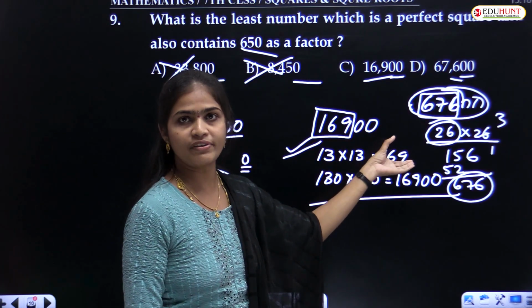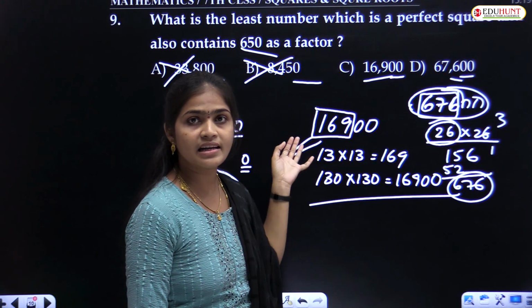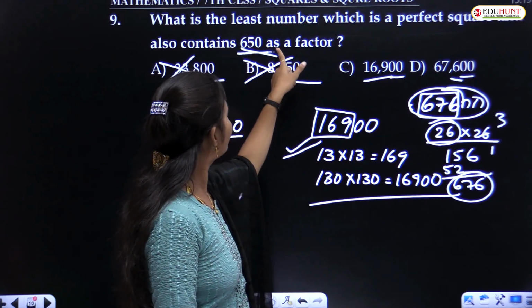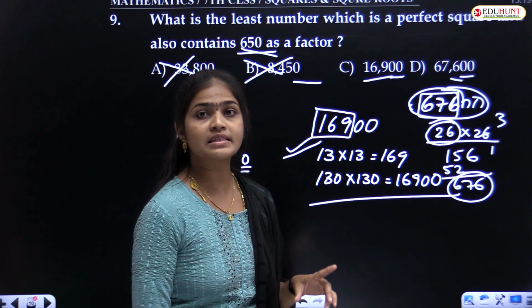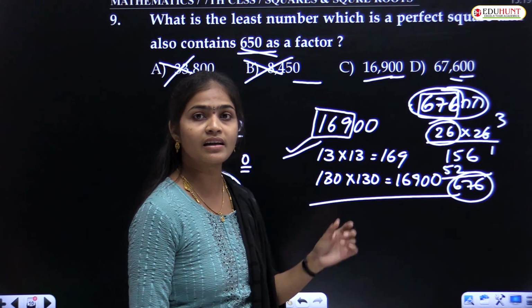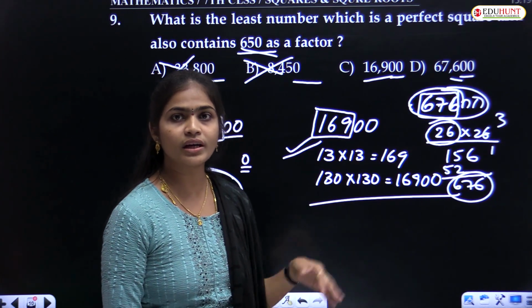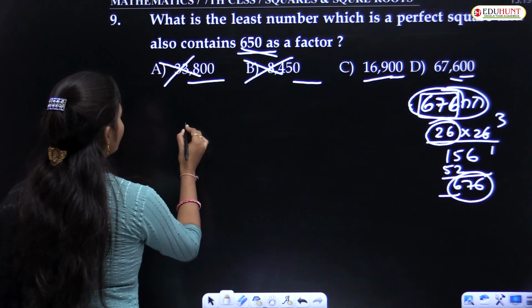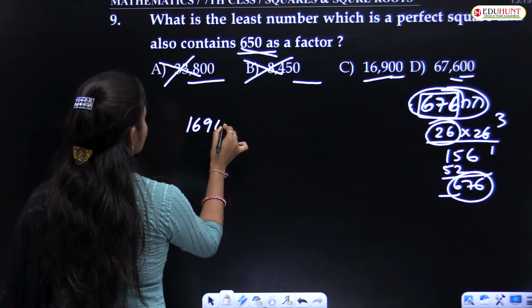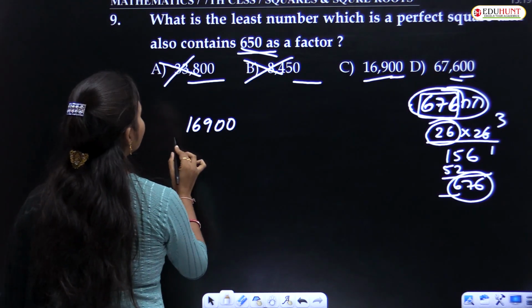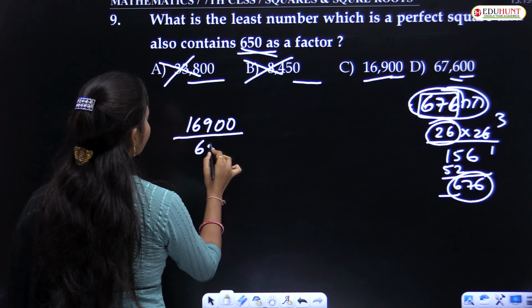16,900 is also a perfect square. But what they are asking here is 650 as a factor. So 650 as a factor means this number must be exactly divisible by 650. Okay, yes or no, just to say that. So 16,900 divides with 650.